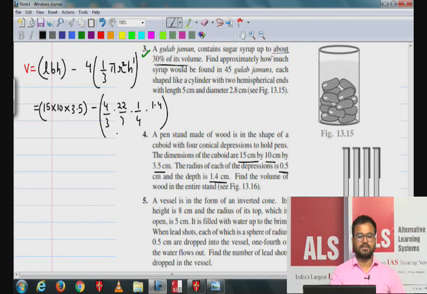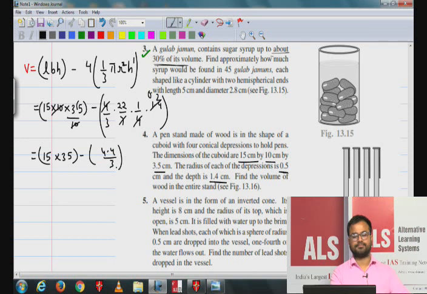So just simplify this thing. This will be 15 into 35 minus, this 4 and 4 will get cancelled out. This 7 will cancel out this 0.2 times. So it will be 4.4 divided by 3. This will be the volume.